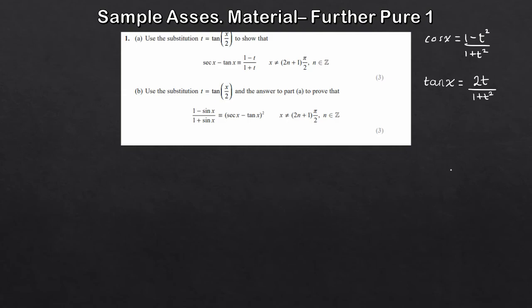Oh, sorry, I made a mistake. That's 1 minus t squared. I'm getting carried away. 1 minus t squared. Right, so we've got the first bit right, just about. Now we can use our formula.